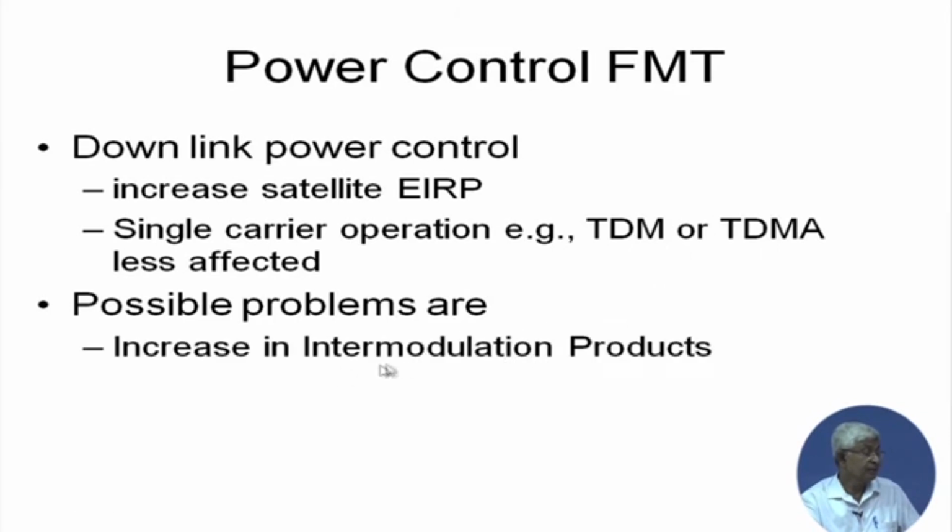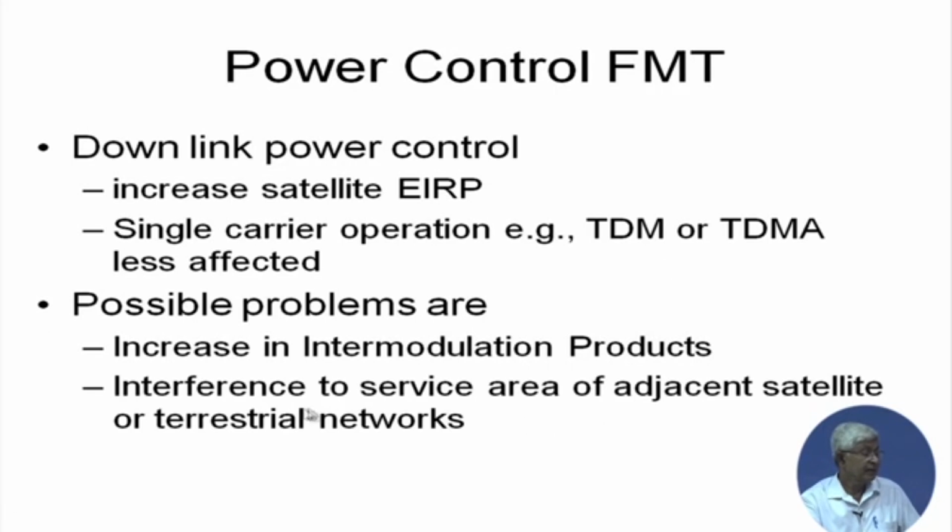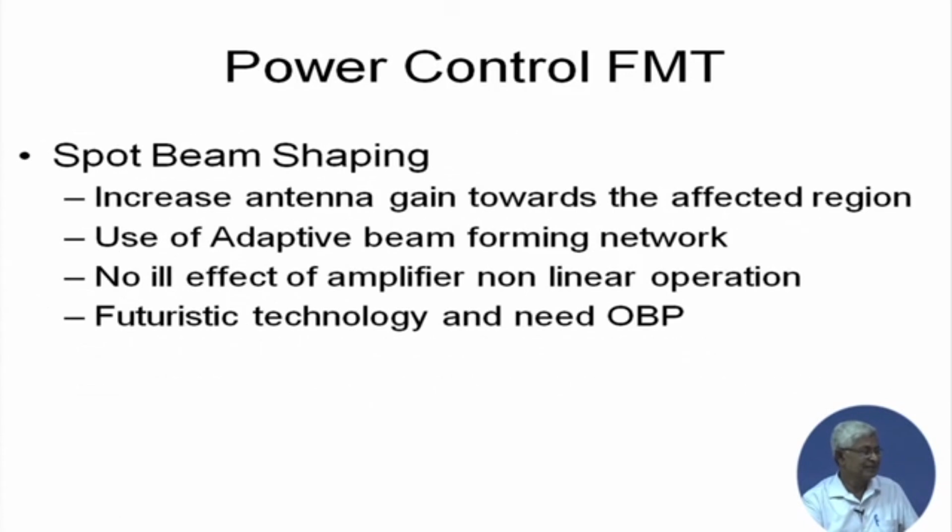Possible problems could be an increase in intermodulation product if there are multiple carriers, and interference to the service area of the adjacent satellite or terrestrial network, because you increase the power where the rain is not there, where there is clear sky. The area which is seeing clear sky, satellite power is going there. So it will have an effect on the terrestrial network, or it will act as C by I to the adjacent satellite operator. That C by I we have discussed earlier.